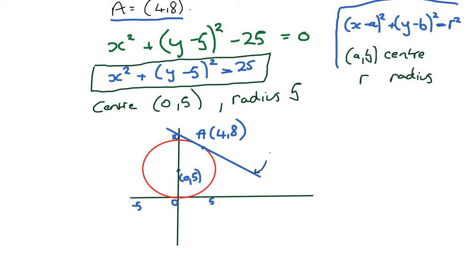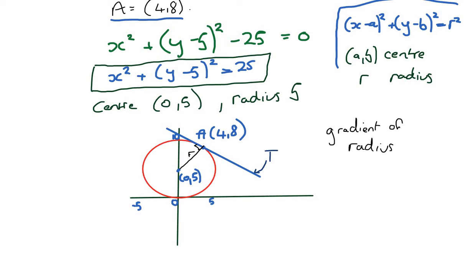Okay, so we want to find the equation of this line. Let's call it T. So we know a point on the line. What we don't know is its gradient. However, we can find the gradient of this line here. Excellent. So what we can do is find the gradient of this radius here. So, gradient of the radius. And hopefully you can see why this is going to be helpful, because the radius and tangents are always perpendicular.